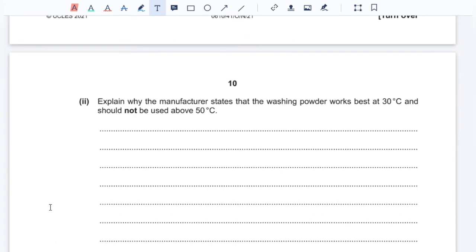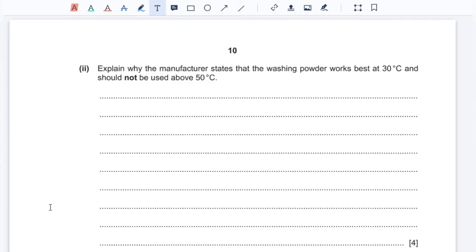Explain why the manufacturer states that the washing powder works best at 30 degrees Celsius and should not be used above 50 degrees Celsius. So once again, the washing powder has enzymes, and the enzymes in this washing powder have an active site which is going to be complementary in shape to the substrate. And by binding onto the substrate using the active site, the enzymes are going to function. And it is a fact that enzymes work best at their optimum temperature, which would be 30 degrees Celsius.